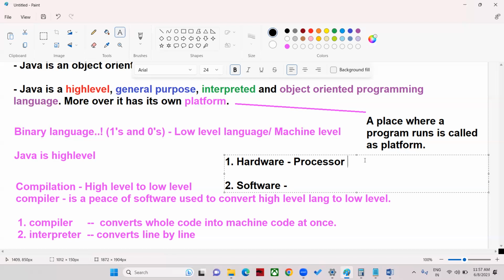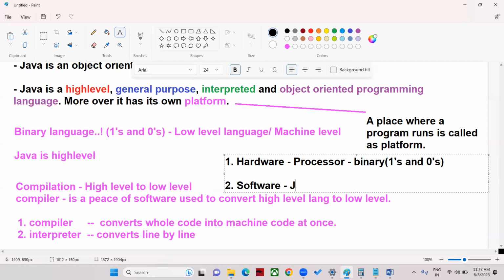And I said the computer understands binary language. Actually, not the computer, it is the processor that understands ones and zeros. Every platform understands one language, and this processor understands binary. Ones and zeros.